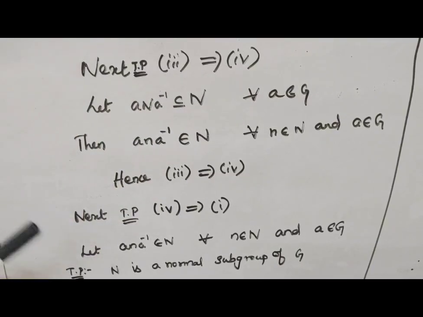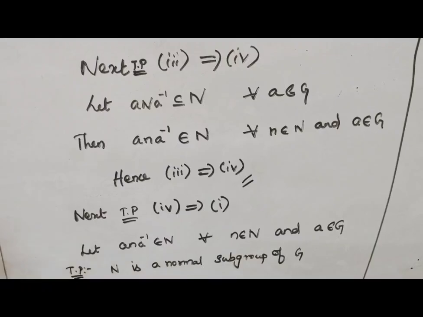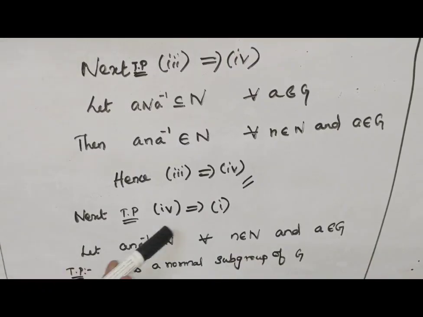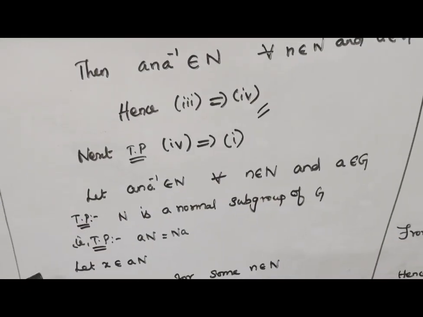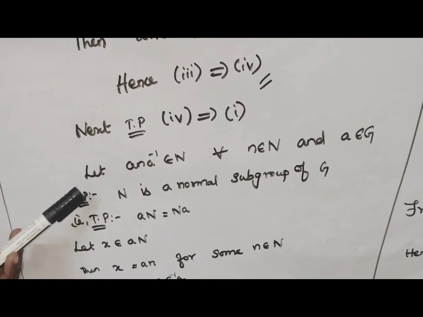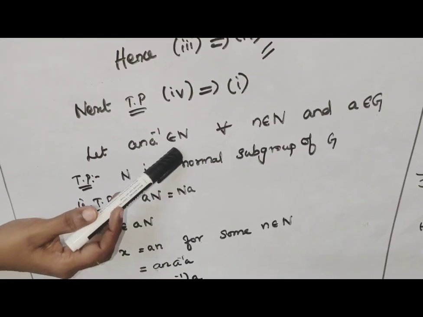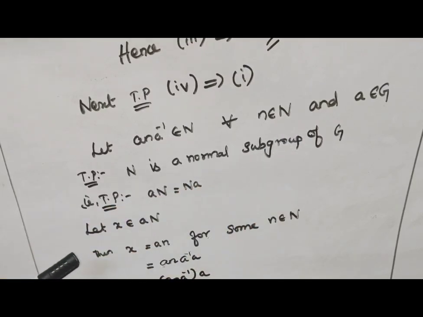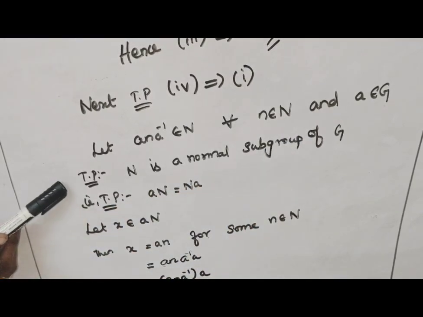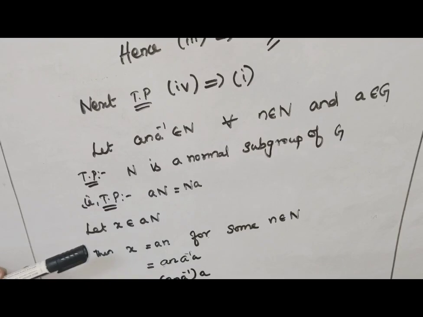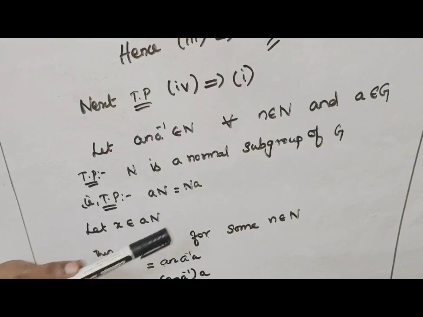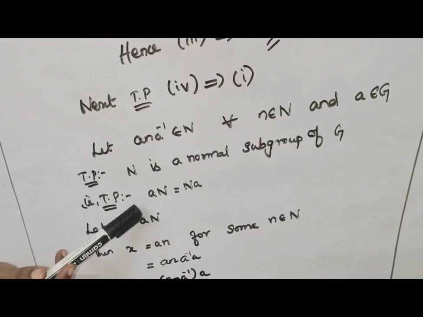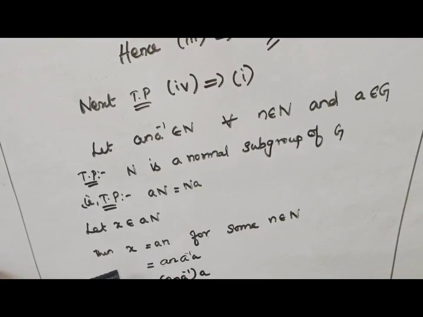Now we have to prove the last part, that is, fourth condition implies first condition. What is the fourth condition? Let ana⁻¹ belongs to N for all n belongs to N and a belongs to G is given, right? We have to prove that N is a normal subgroup of G. By definition, we know that it is enough to prove that the left coset is equal to the right coset. That is, you have to prove aN is equal to Na.